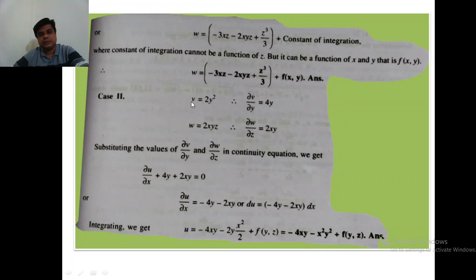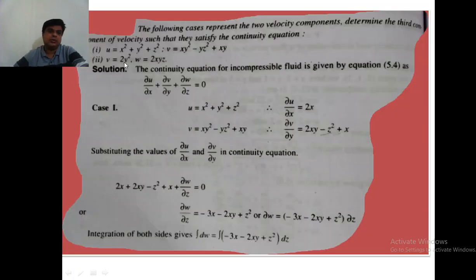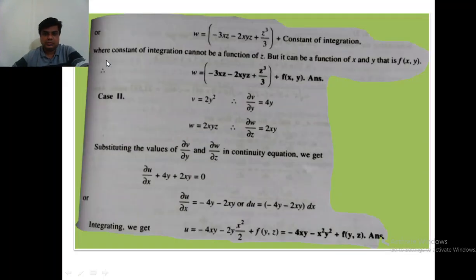Similarly, for the second case, they are given v and w. So you have to calculate u. So take the continuity equation and you take del u by del x, and if you want u, you have to integrate that with respect to dx. So integrate that, we will get this term. So this is the constant of integration, and it's a function of x and y for w, and in case of u it will be y and z.